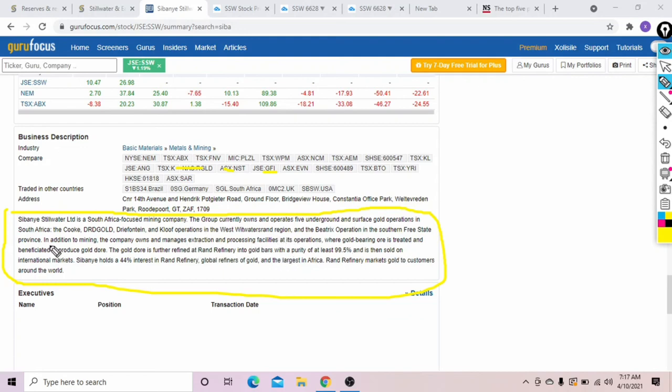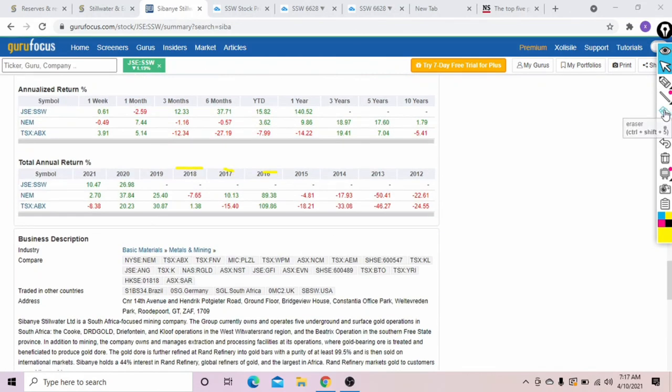Southern Free State province. In addition to mining, the company owns and manages extraction and processing facilities at its own operation, where gold bearings are treated and beneficiated to produce gold doré. The gold doré is further refined at Rand Refinery into gold bars with a purity of at least 99.95%. And then you can just read all this to understand the core business of the company, but it's just a mining company. You don't have to think hard, but they are mining what? Gold and platinum, and they're now currently involved in lithium. And then they are more ambitious in terms of diversification.